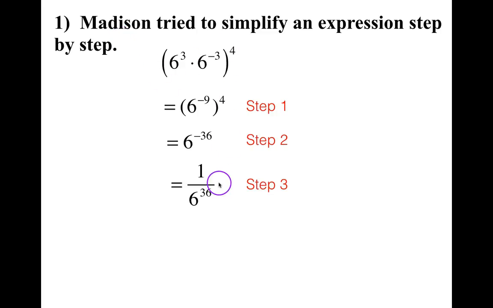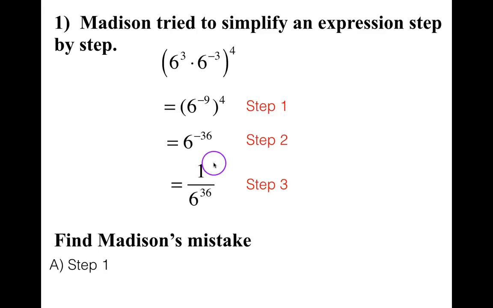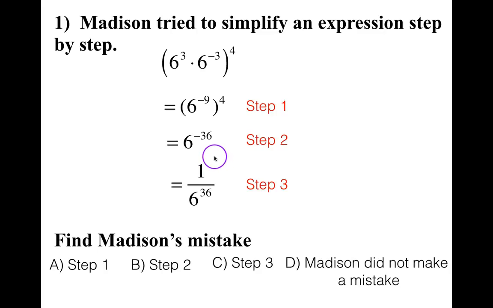So here are the different steps. And here are your options. She could have made a mistake in step 1, 2, 3, or there's a possibility that she didn't make any mistakes at all. So go ahead, pause the video, take a look at the different steps and see if she made a mistake or not.